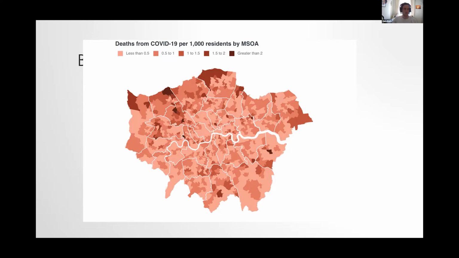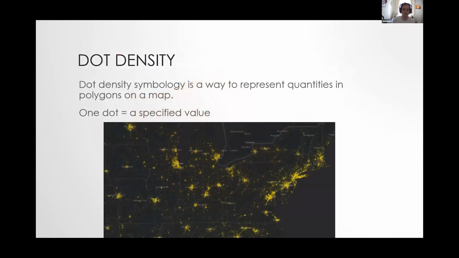So what we wanted to do was do something completely different, something we haven't seen a lot of. And that kind of ended us up on using a dot density symbology style. So for those that aren't familiar, dot density is a symbology style that allows you to represent quantities in polygons on a map. So for example, you can have one dot on a map and it equals a specified value.